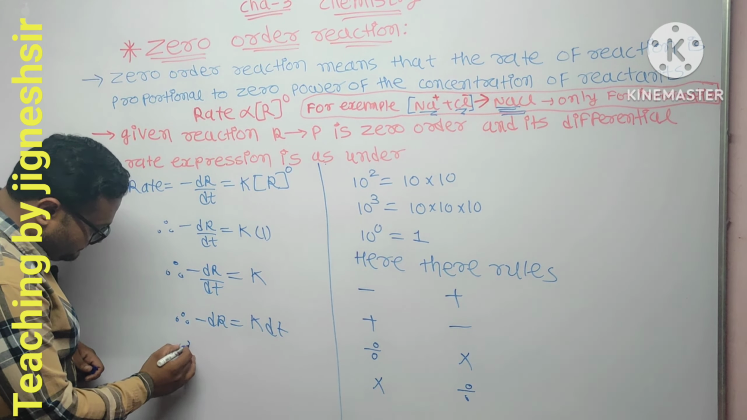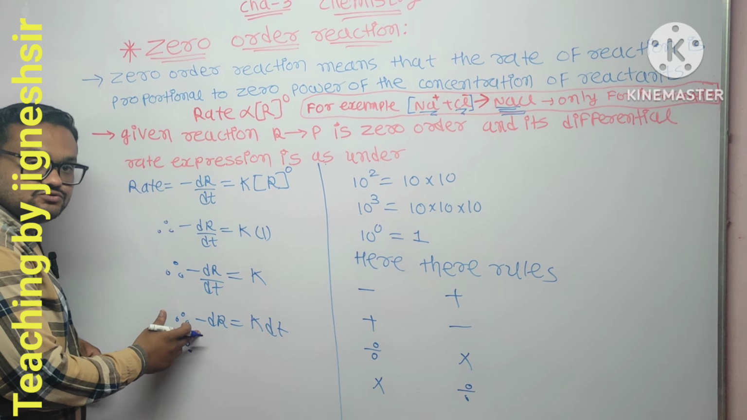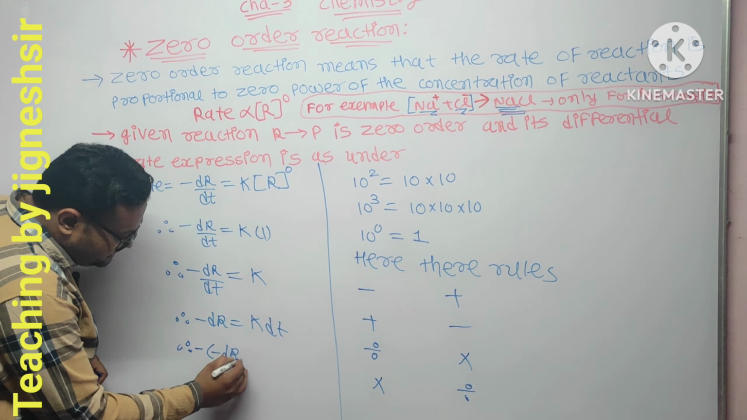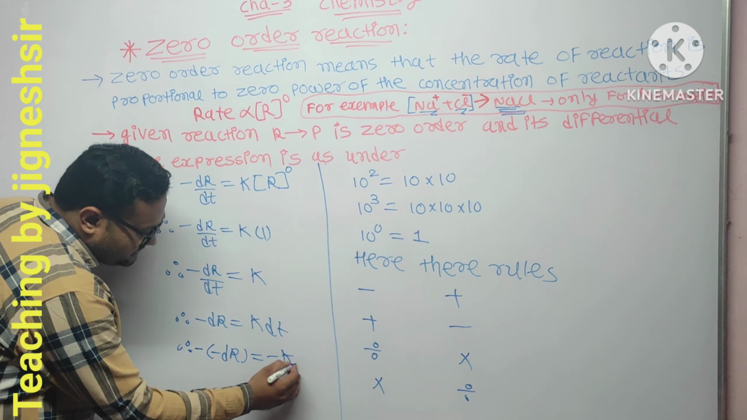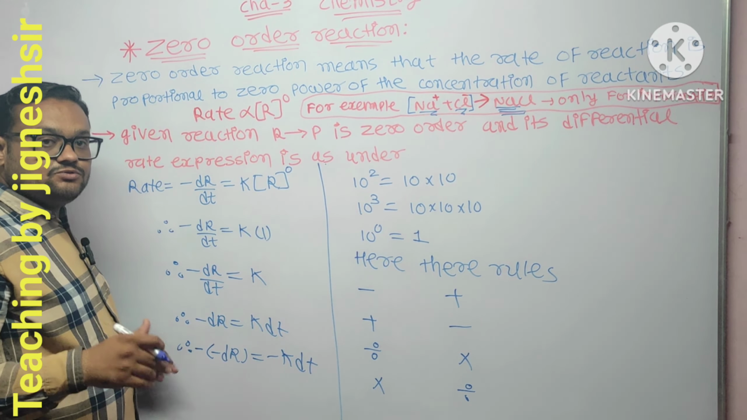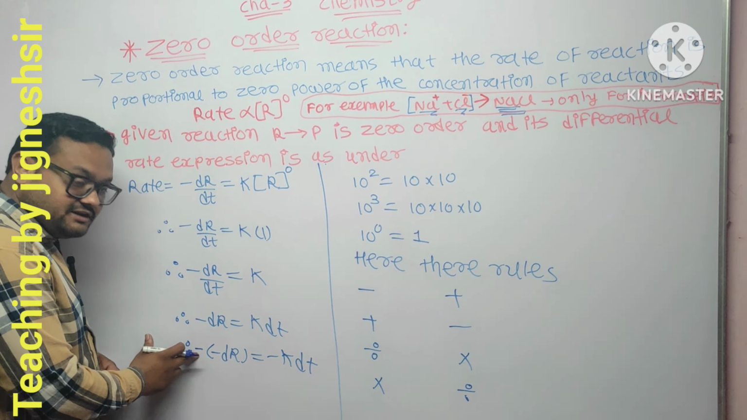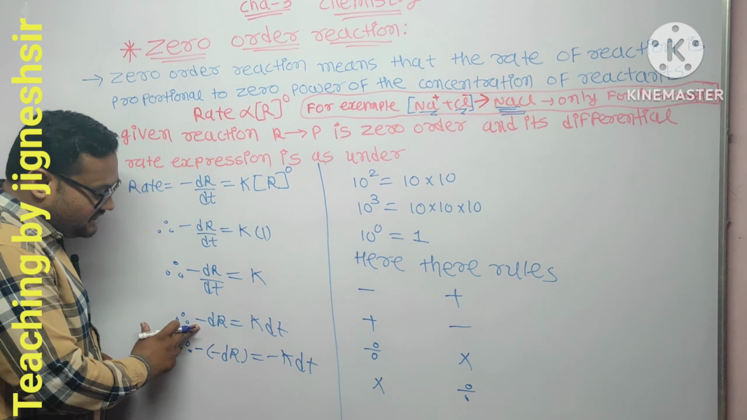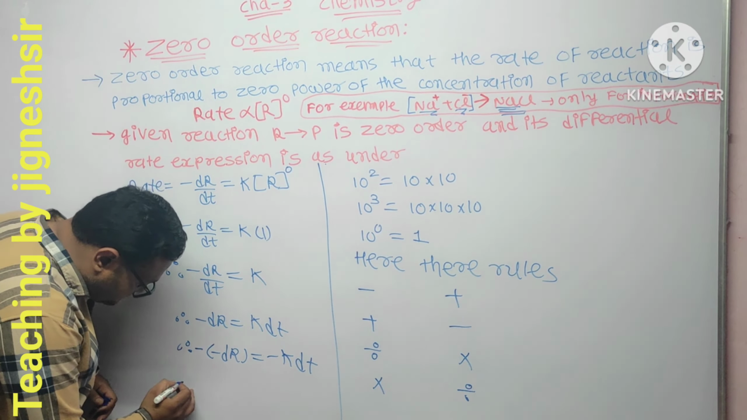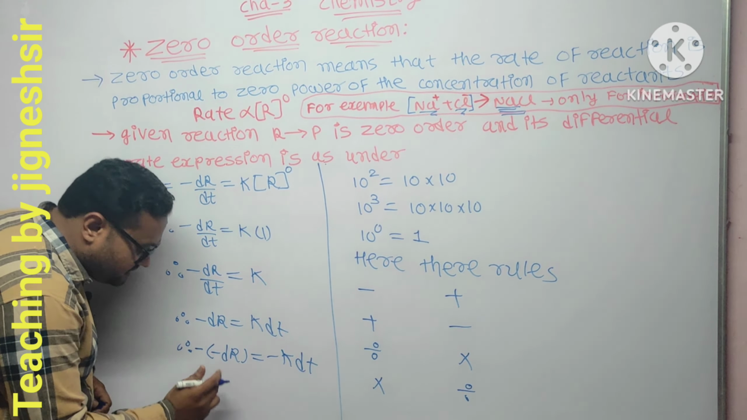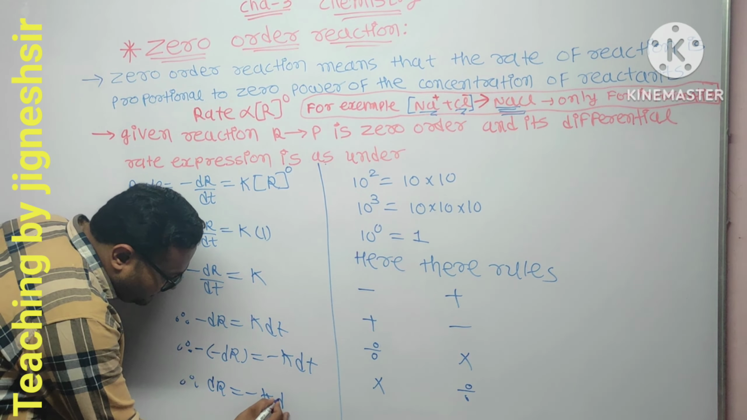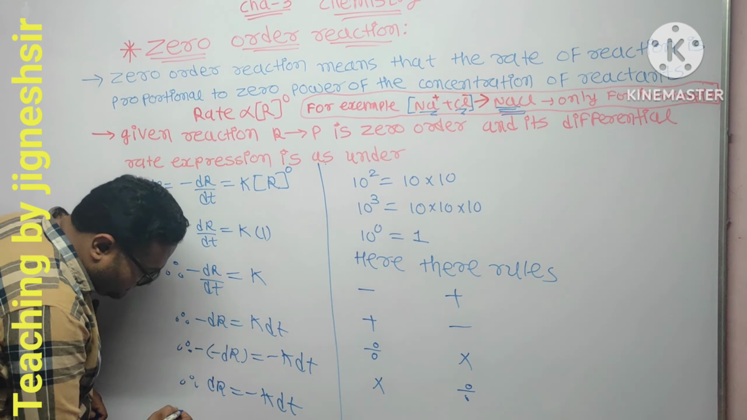Now applying minus to both sides, we get minus in bracket minus dR is equal to minus K dt. Here we apply minus sign to both sides. Therefore minus minus is plus, so dR is equal to minus K dt.